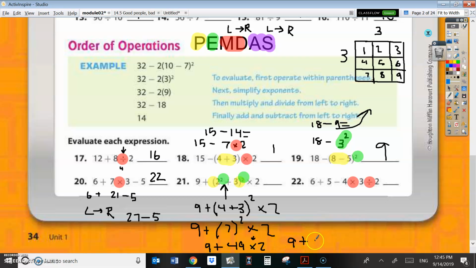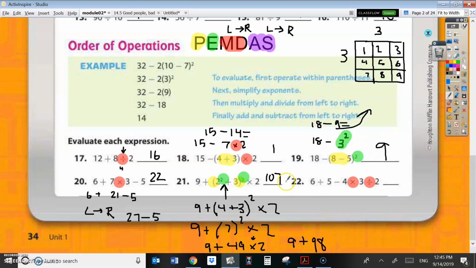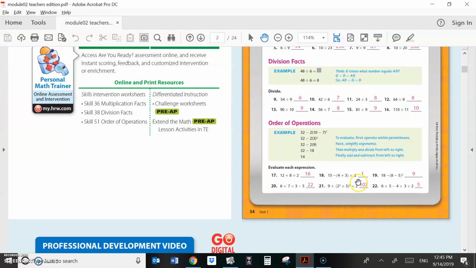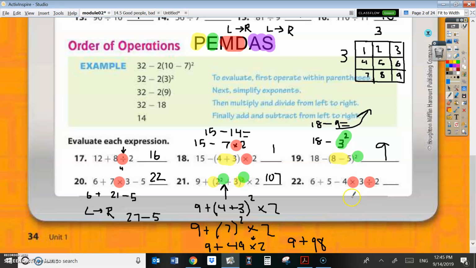9 plus 98 is 107. So we'll check that. 107 looks good. And that last problem, let's bust it out.